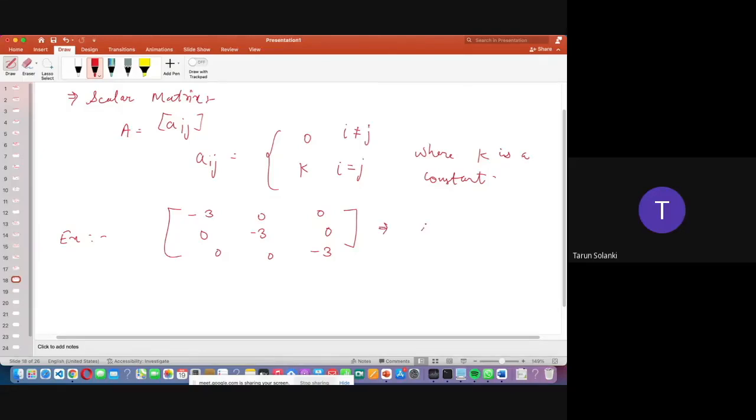So that is a scalar matrix. And similarly, if all these three diagonal elements become 1, 1, 1, then it's a unit matrix. Suppose 1, 0, 0; 0, 1, 0; 0, 0, 1. So this is a unit matrix.